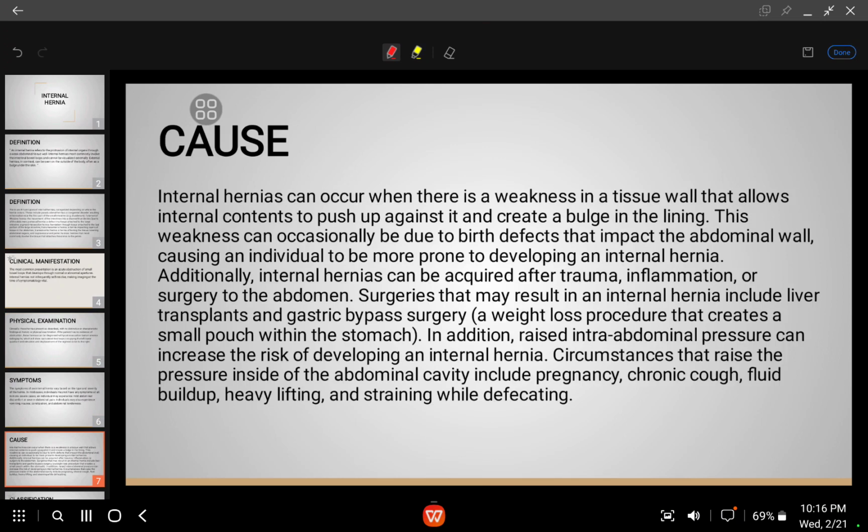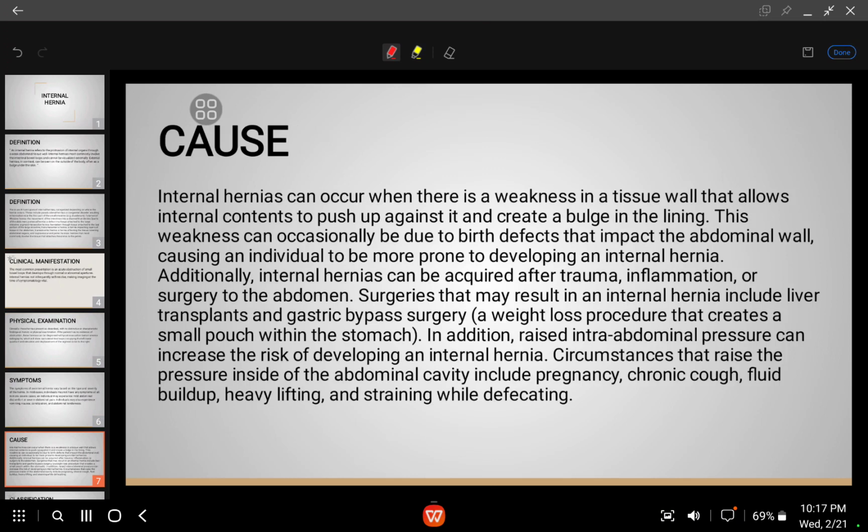This weakness can occasionally be due to a birth defect that impacts the abdominal wall, causing an individual to be more prone to developing an internal hernia. Additionally, an internal hernia can be acquired after trauma, inflammation, or surgery to the abdomen, and surgeries that may result in internal hernia include liver transplant and gastric bypass surgery, a weight loss procedure that creates a small pouch within the stomach. In addition, raised intra-abdominal pressure can increase the risk of developing an internal hernia.